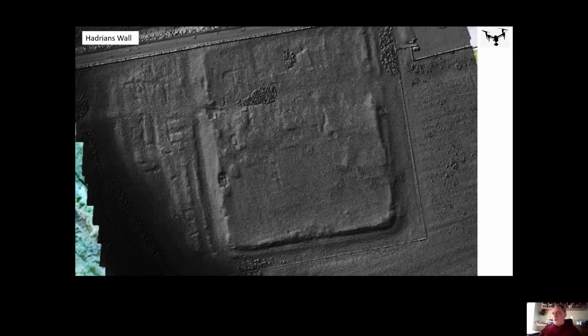This is Brocolitia Fort. Here you can see the bathhouse. There's one that looks like one of the cisterns here. Bathhouse over here. There's a gate, another gate there, and obviously one at each side. We can see what looks like a barracks block, commander's house, or headquarters house in the middle here, and various other features that you can't see from the ground.